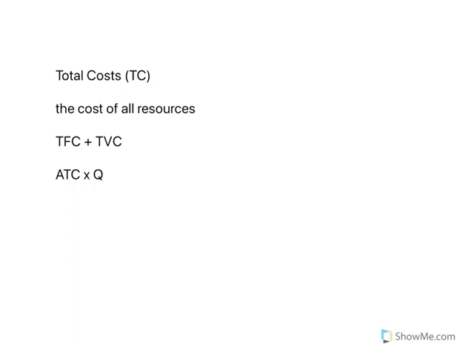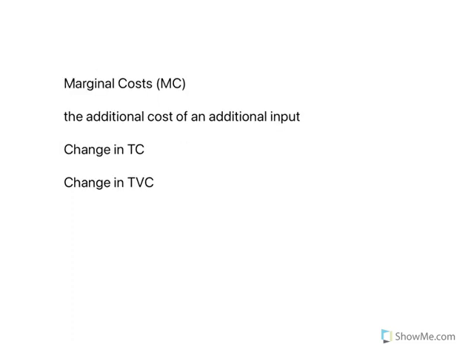The fourth one is kind of unique on its own, and it's marginal cost. Marginal cost is the additional cost of an additional input. So if I add one more worker, how much additional cost is that worker going to incur upon me, right? And there's 2 ways to calculate it.